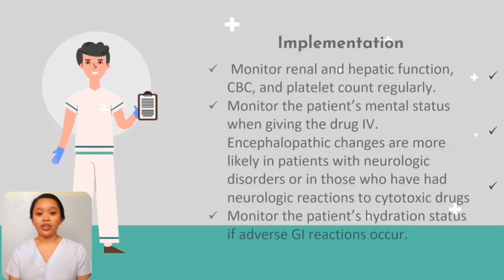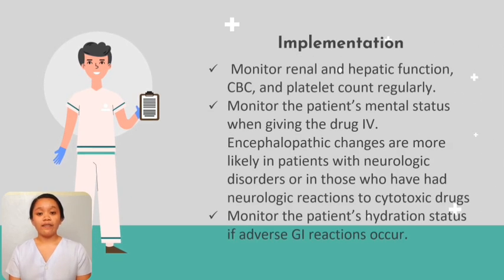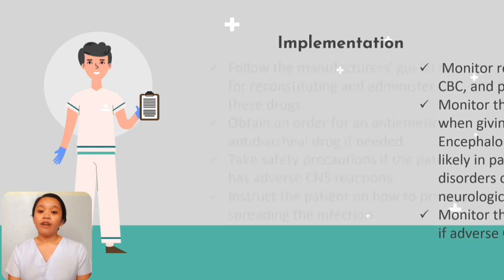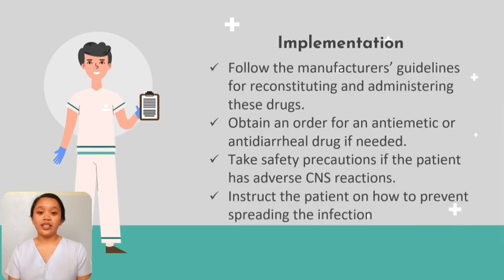As for the implementation, monitor renal and hepatic function, CBC, and platelet count regularly, and the patient's mental status when giving the drug IV, and hydration status if adverse GI reactions occur. Follow the manufacturer's guidelines for reconstituting and administering these drugs, obtaining an order for an antiemetic or antidiarrheal drug if needed. Take safety precautions if the patient has adverse CNS reactions. Instruct the patient on how to prevent spreading the infection.